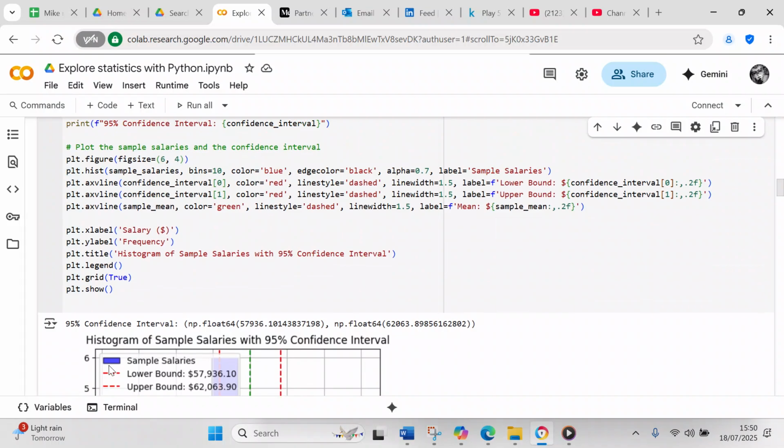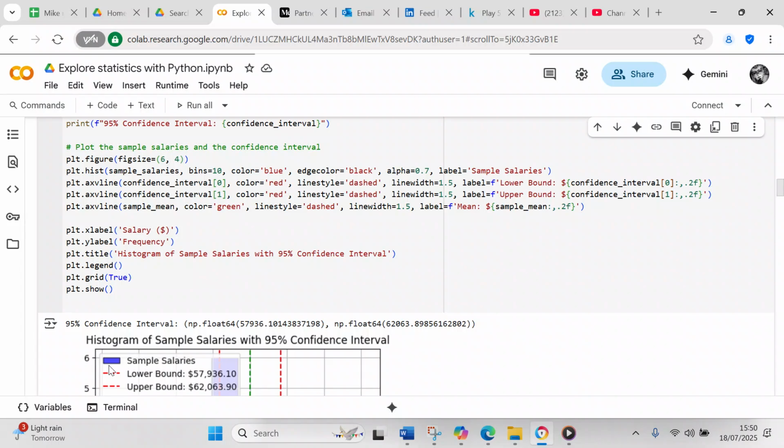Now what we're going to do is plot the values on a chart, and we're going to create a histogram to do that. So plt.figure, figsize equals 6, 4, plt.hist, sample salaries, comma, bins equals 10, color equals blue, edgecolor equals black, alpha equals 0.7, and label equals sample salaries. And then we're going to put some vertical lines in the graph.